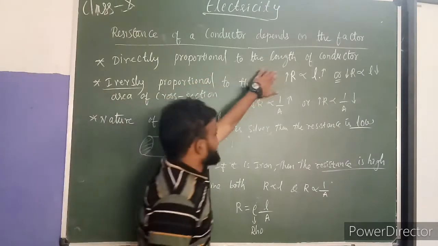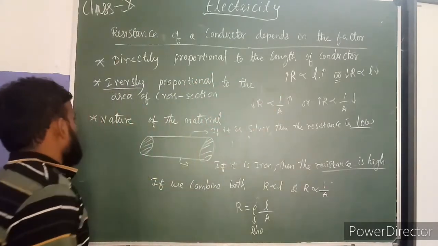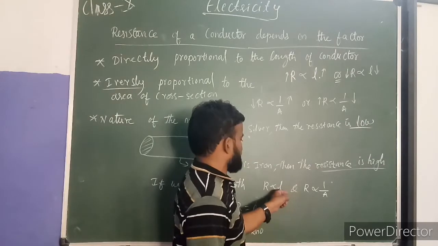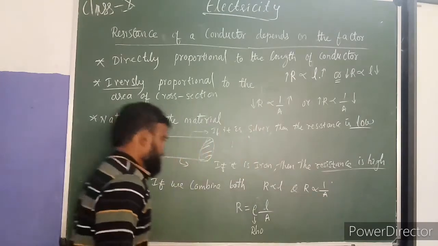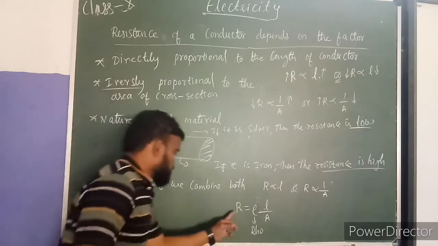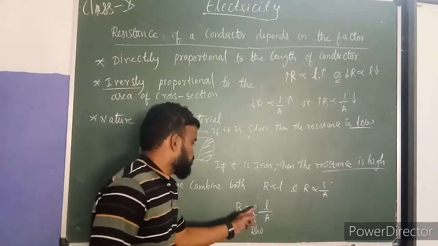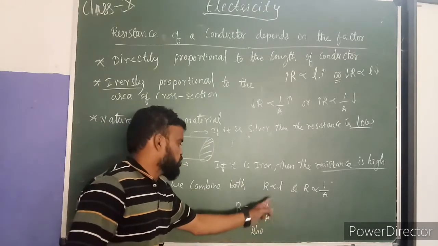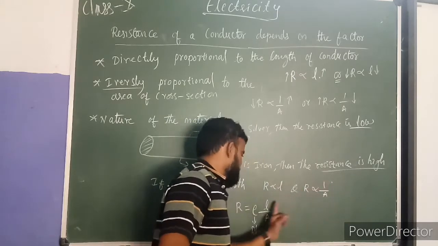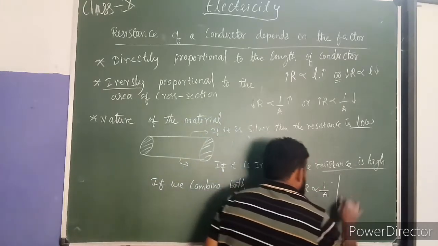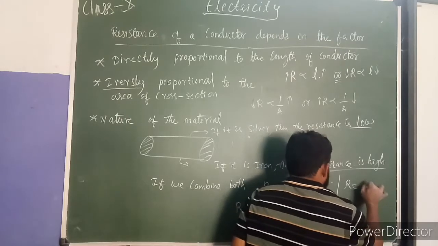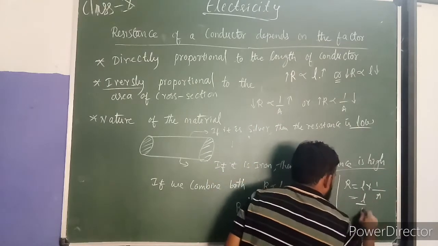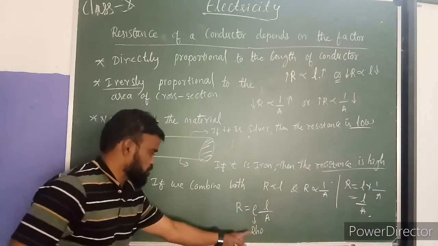If we combine the directly proportional and inversely proportional relations, R is proportional to L and R is proportional to 1 by A, the area of cross section. Then R is equal to rho into L by A, where L is in the numerator and A is in the denominator. This is the final answer, and the symbol is rho.